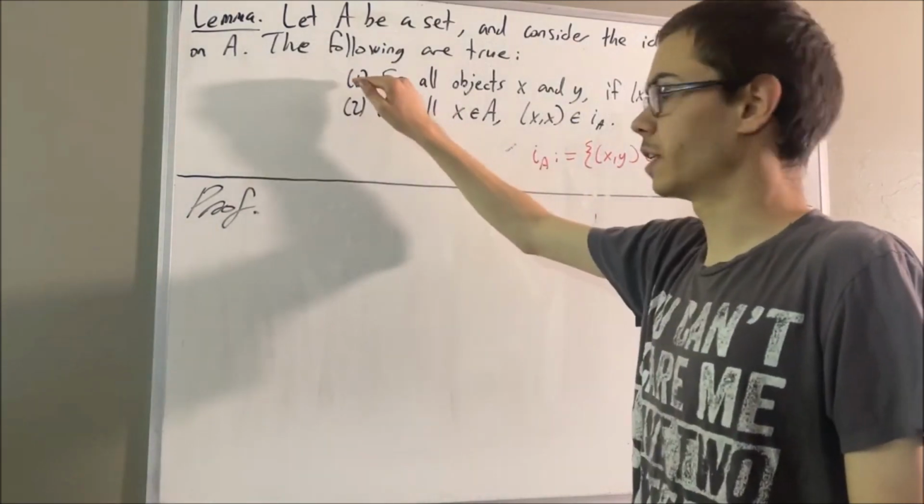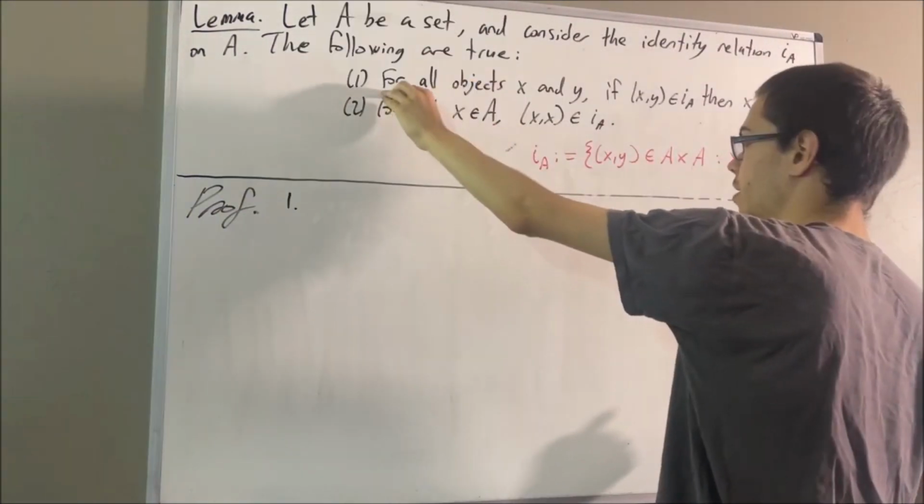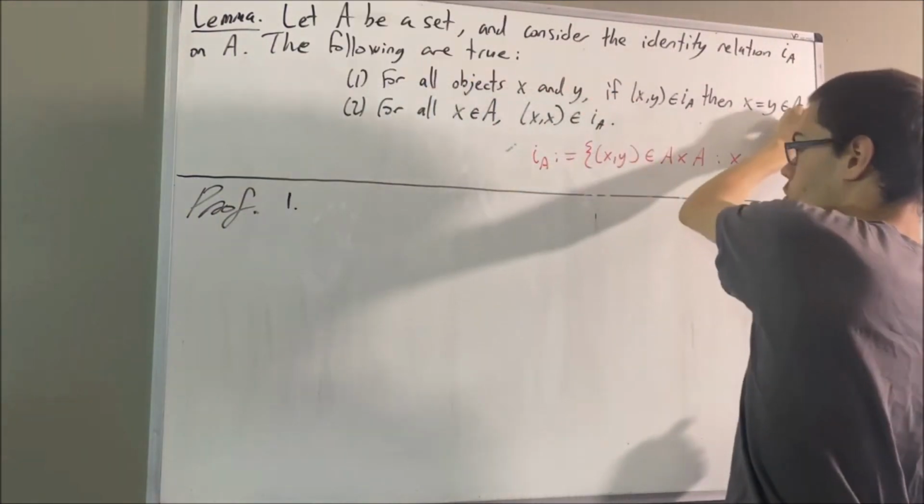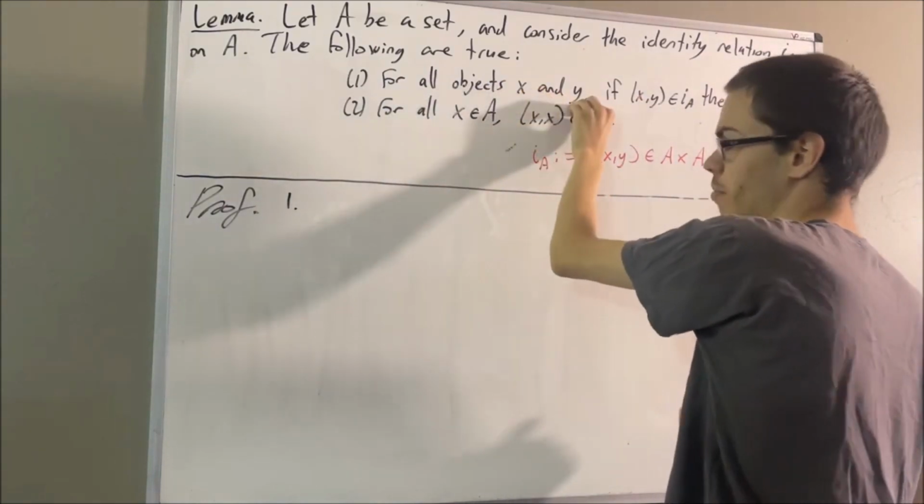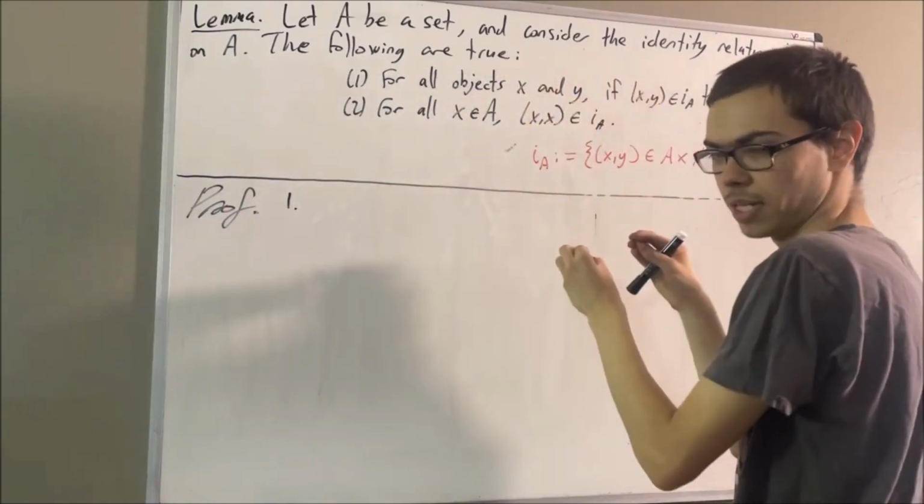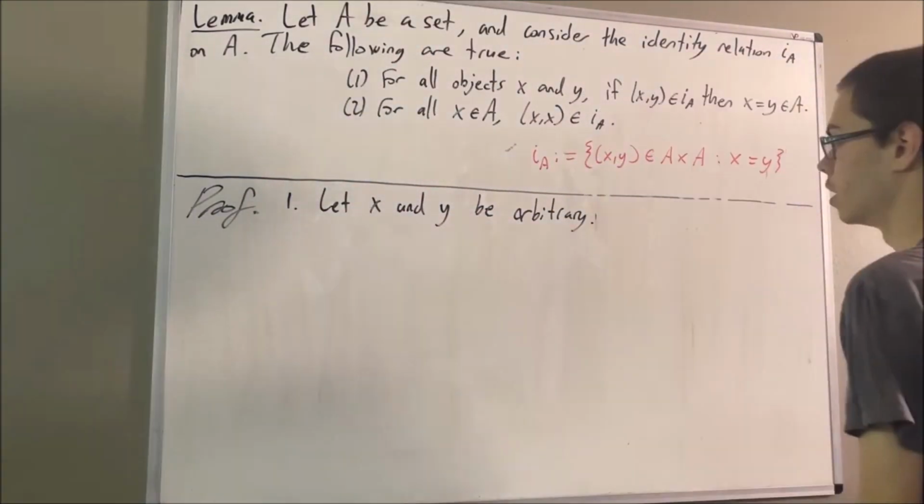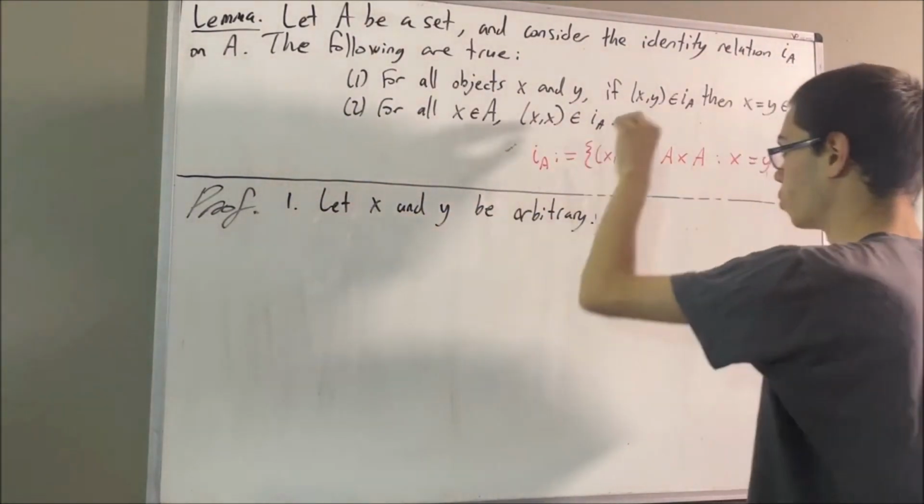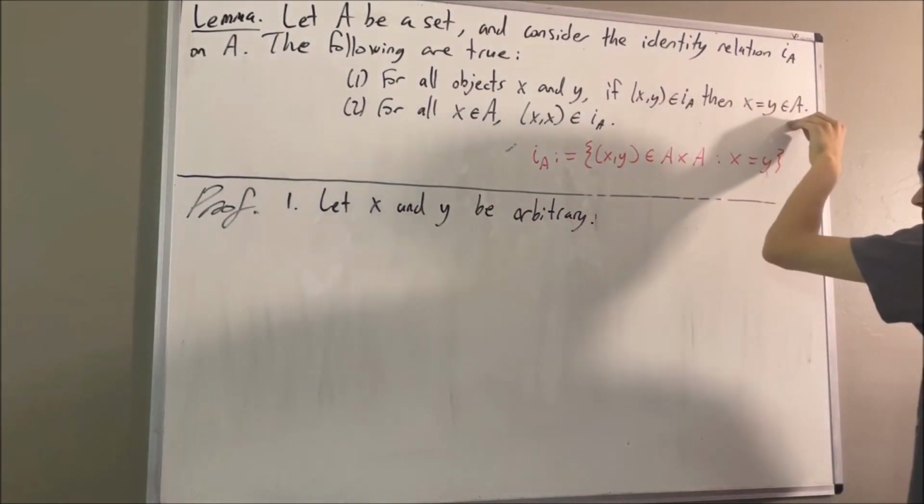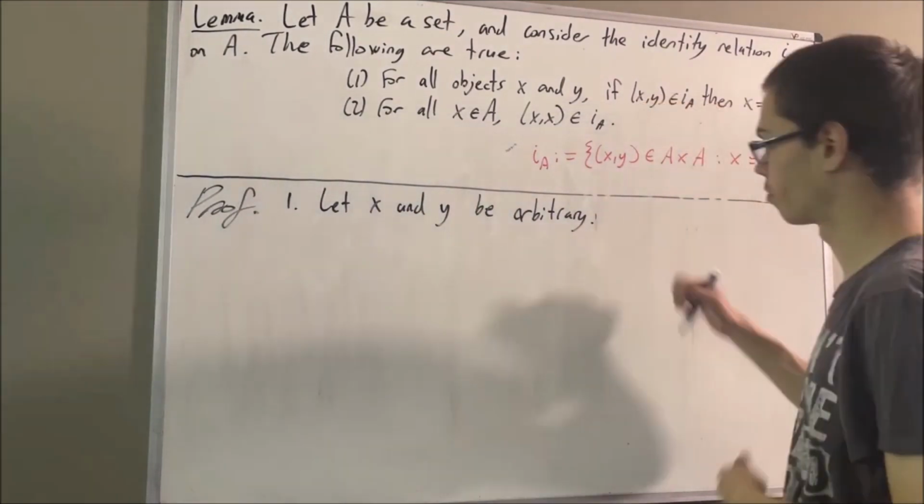Let's start by proving 1. And notice in statement 1, we're trying to prove a statement about any two objects. So give me any two objects. I'll call them x and y. And our goal with x and y is to prove if this is true, then this is true. So let's suppose that this is true.